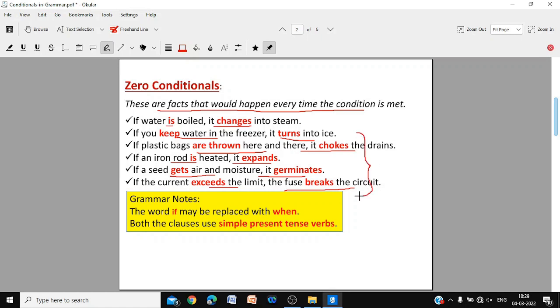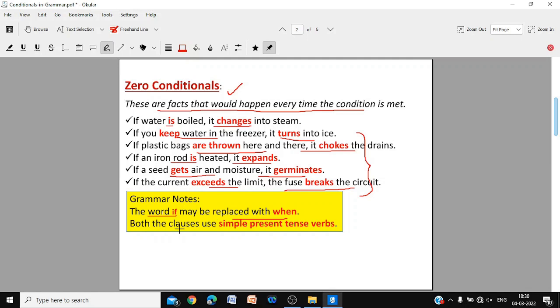These are general truths. So these are called the zero conditionals. It will happen every time. The cause is there, the effect would follow. Now, grammar notes: the word if may be replaced with when. When water is boiled, it changes into steam. When you keep water in the freezer, it turns into ice. So all these ifs could be changed to when.